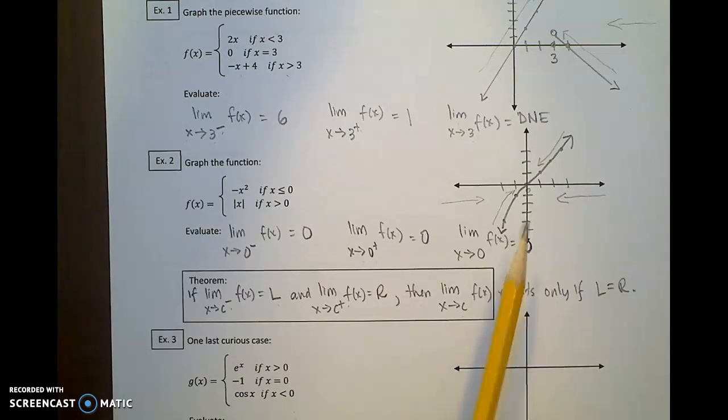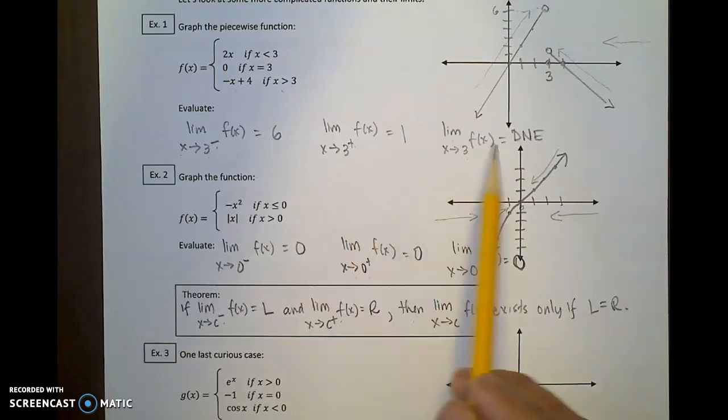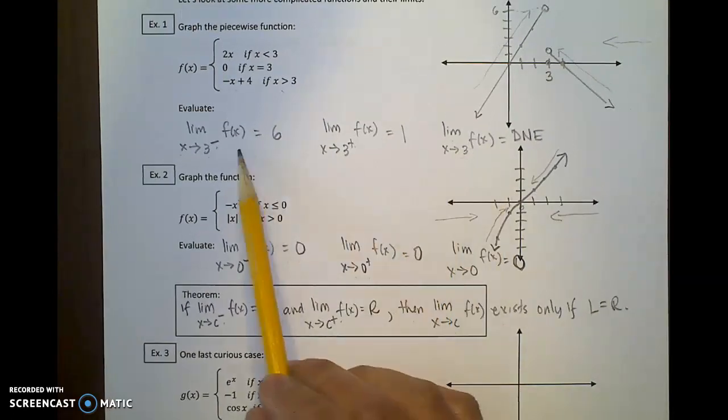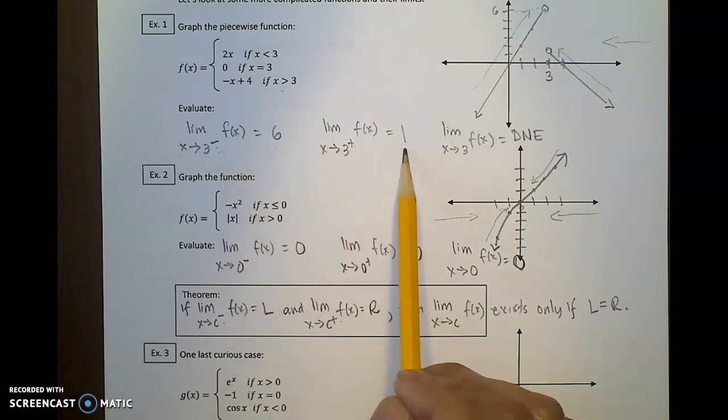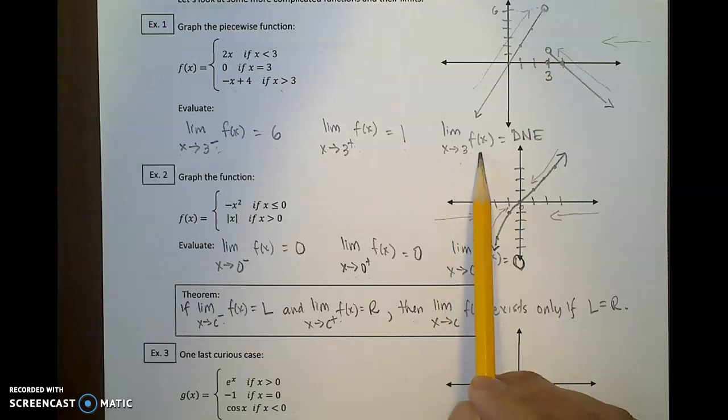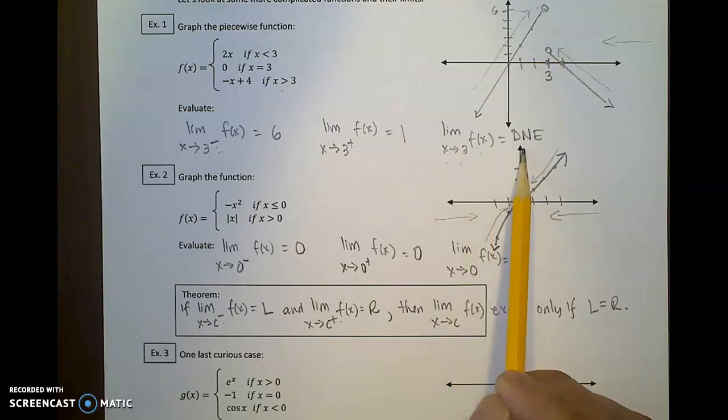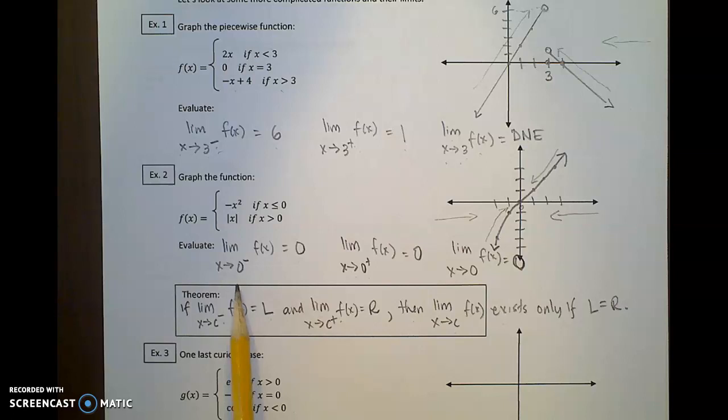So here, from the previous two examples, because from the left side and from the right side these two values are not equal, the limit for this particular function as x approaches 3 does not exist. But for example number 2, because the limit from the left and the limit from the right are exactly the same, the limit for this function does exist, and it is that particular value.